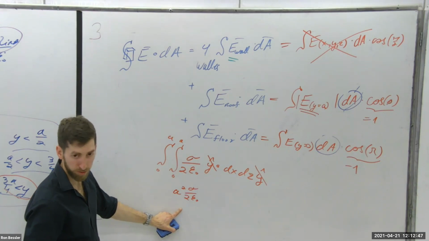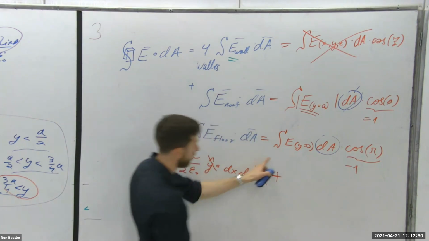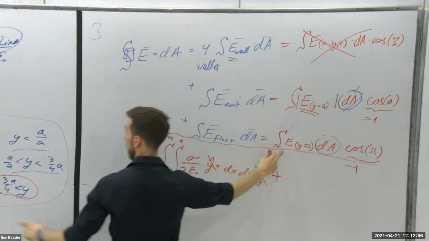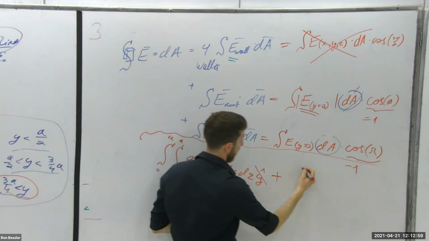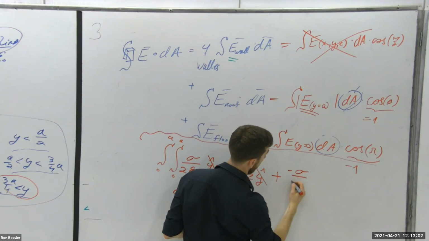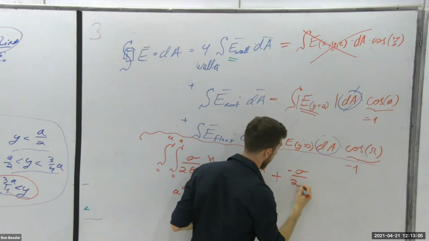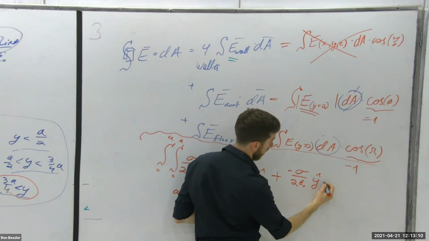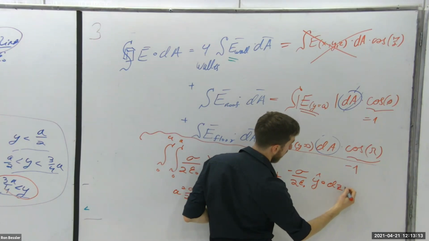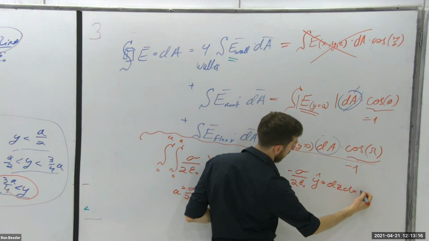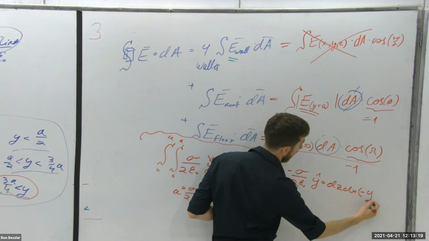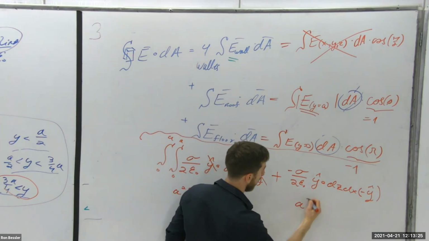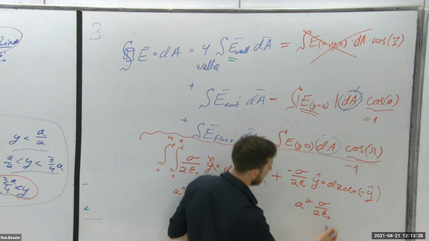This was the roof, right? Plus, we have this contribution. And I'm gonna do this separation. So what is E at y equals 0? Negative sigma over 2 epsilon. We have negative sigma over 2 epsilon, y direction, times dz dx. No, it's negative y. Yeah, negative y. So these two minuses actually kill each other out. So this one is a squared sigma over 2 epsilon 0, right?